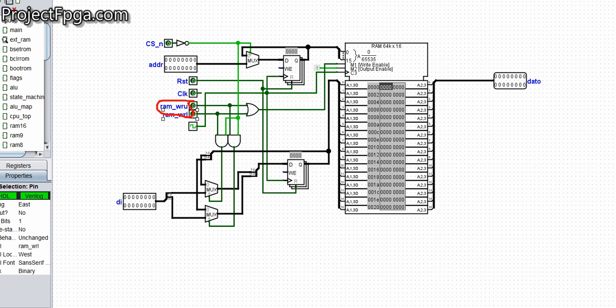So these two signals enable this data to be written to either the upper or the lower. So if the RAM write upper is on, it means the data will only be written to the upper part of the memory. If the RAM write lower is on, that means data will be written to the lower part of the memory. If the two are on, it will be written to both sides of the memory. Now see how they work.